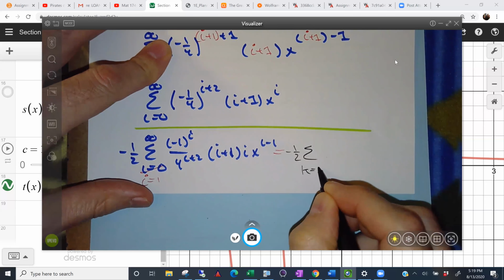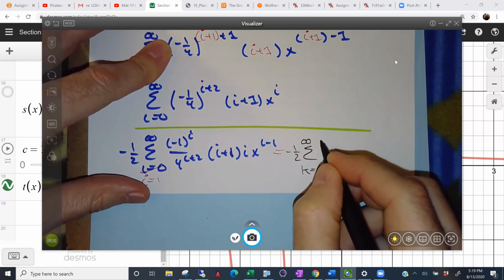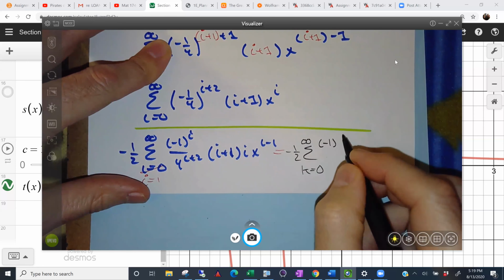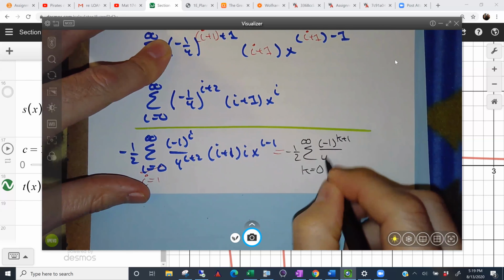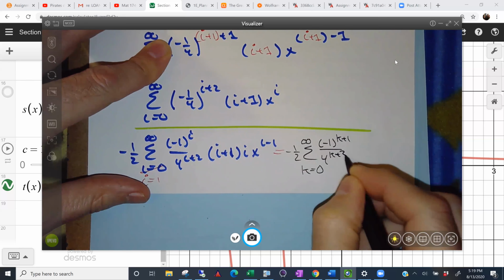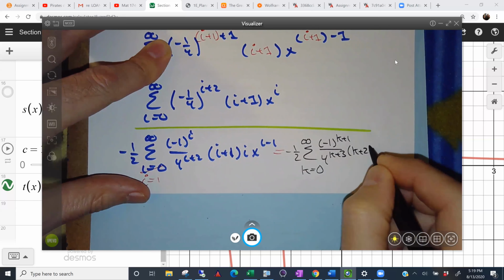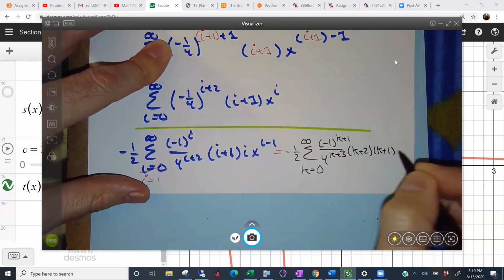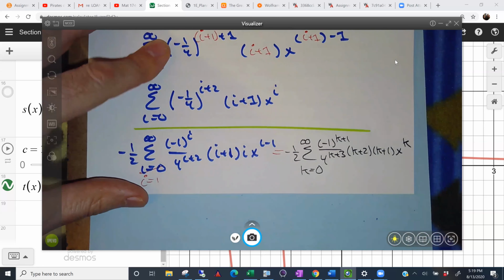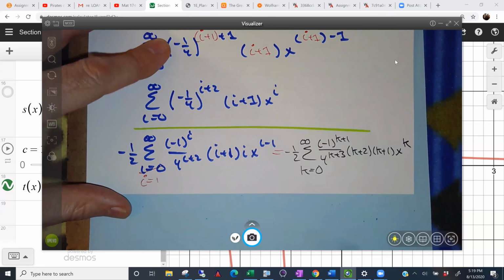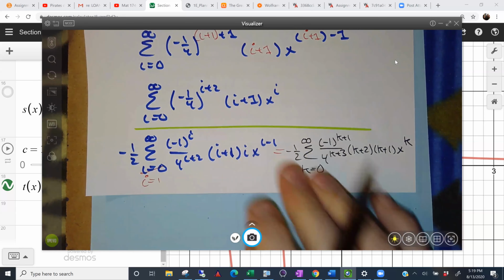The sum from k equals 0 to infinity of negative 1 to the k plus 1 over 4 to the k plus 3 times (k plus 2)(k plus 1) times x to the k. So again, just another change of notation there for you.